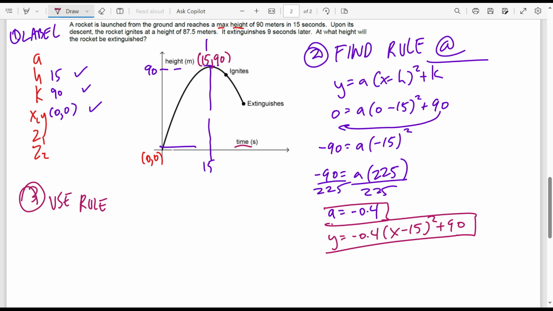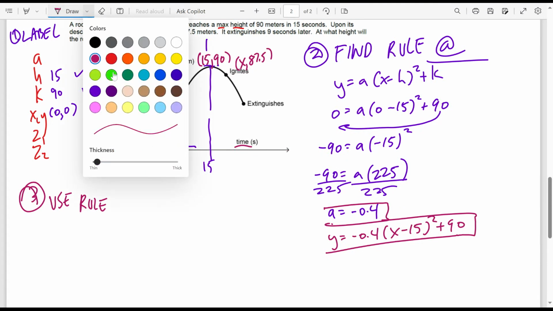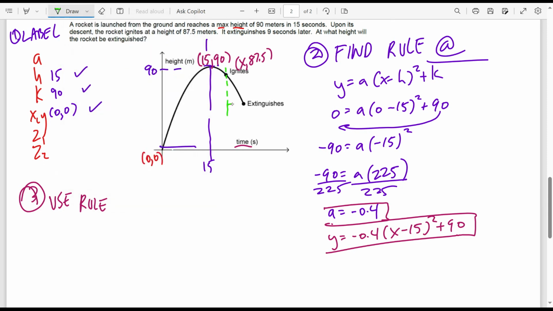Upon its descent, the rocket ignites at a height of 87.5. That means we don't know the time, but we know the height. So we know the Y value. And the only other thing that we know in this case is that 9 seconds after it ignites, it extinguishes. So this is going to be whatever answer I get for X plus 9, and that is what I'm really looking for in the end: what is the height of it when it is extinguished?